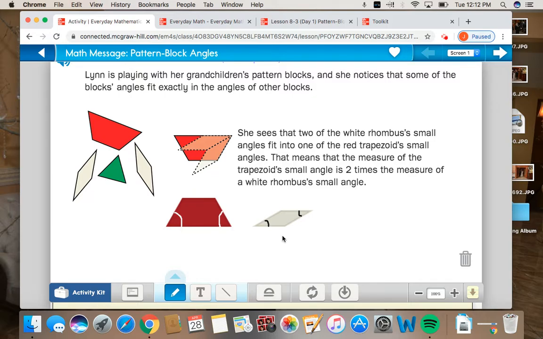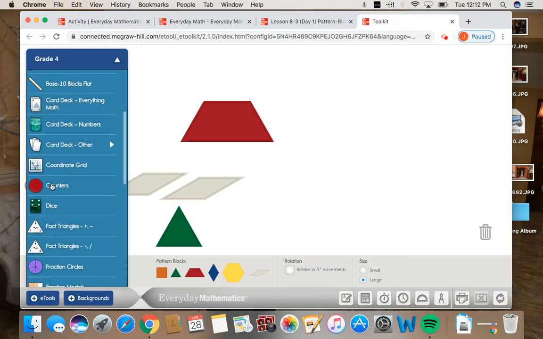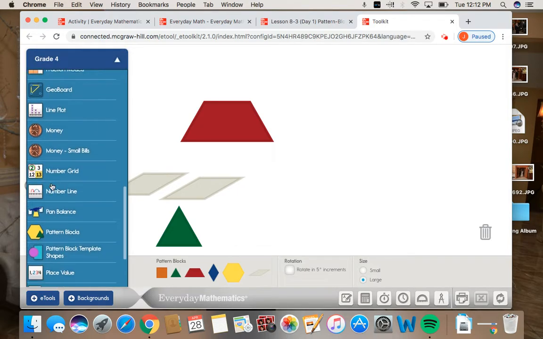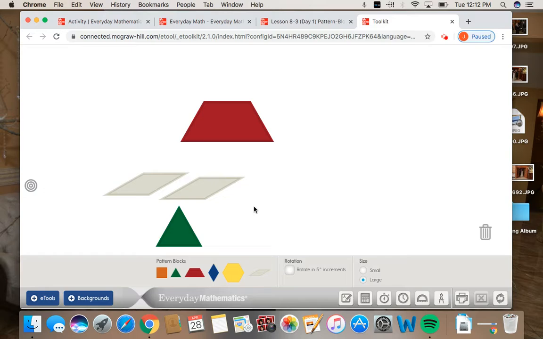So when I do problems like this, I do like to use the toolkit. I just have more room. So you can go ahead and click on your toolkit, and you would click on eTools down here and scroll down to find the pattern blocks. So here I pulled up the pattern blocks that we would need to be using for the math message today. I have my red trapezoid and my white rhombuses, and I'm going to just move them around like they did.